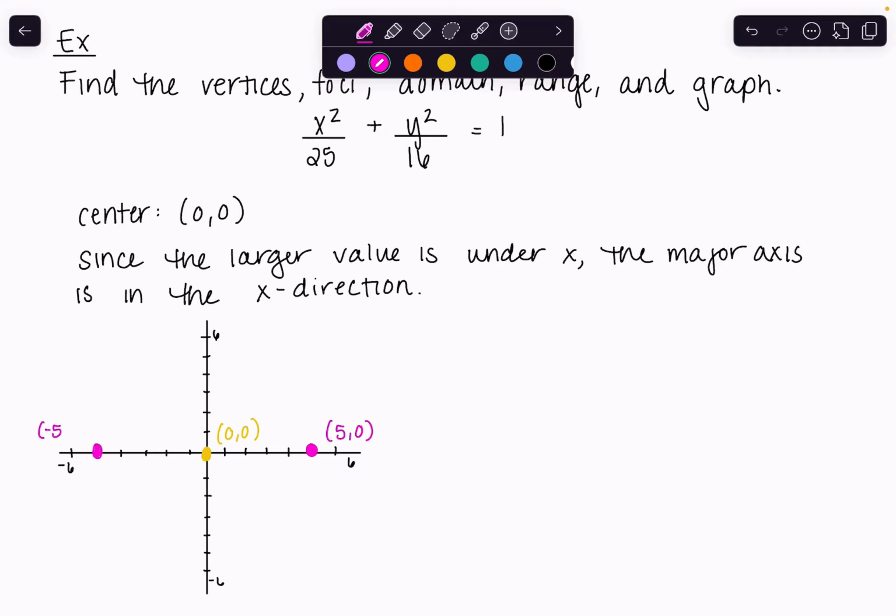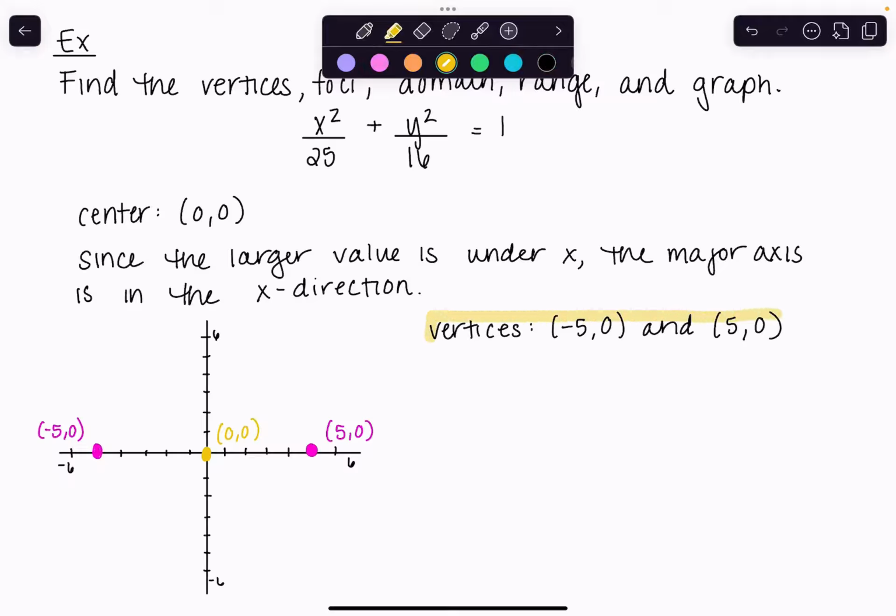And then the other vertex ends at -5, 0. So immediately I've checked off one of the things that I need to find. My vertices are going to occur at -5, 0, and 5, 0. So go ahead, highlight those because that's one of the key things we needed to find.